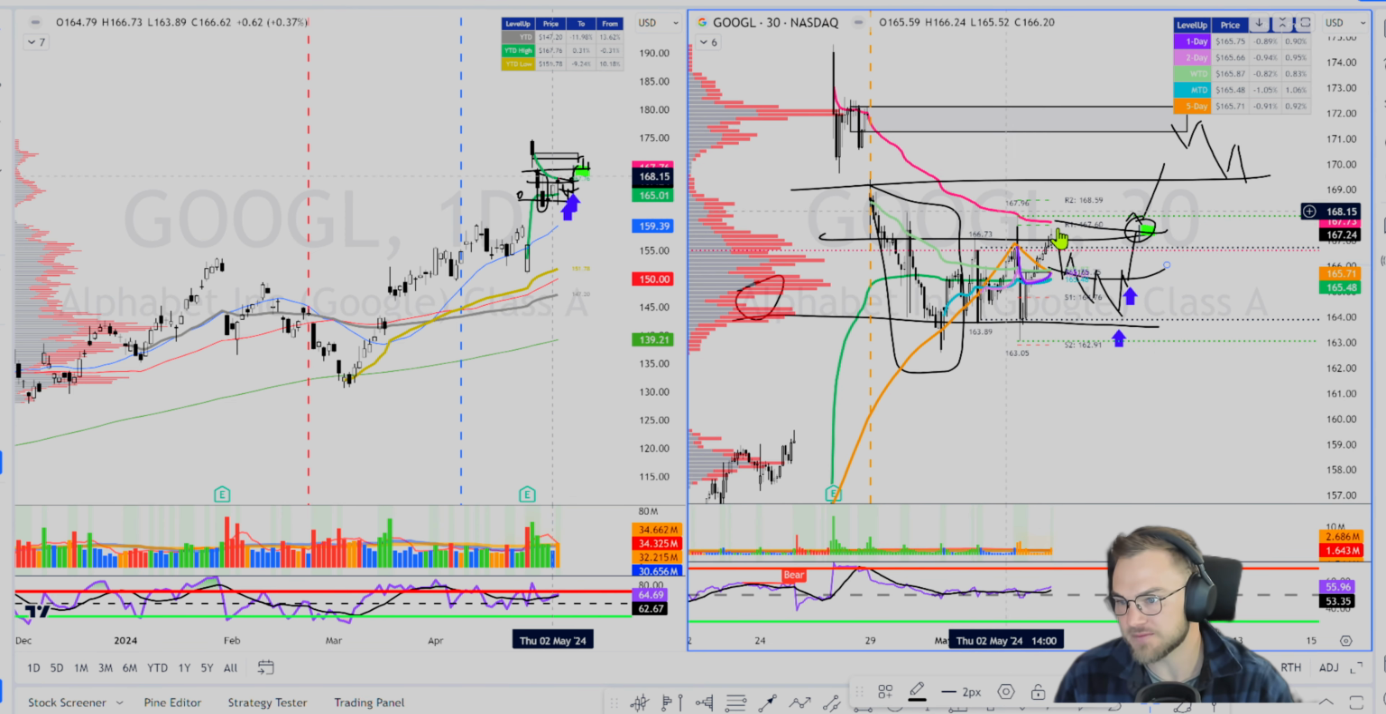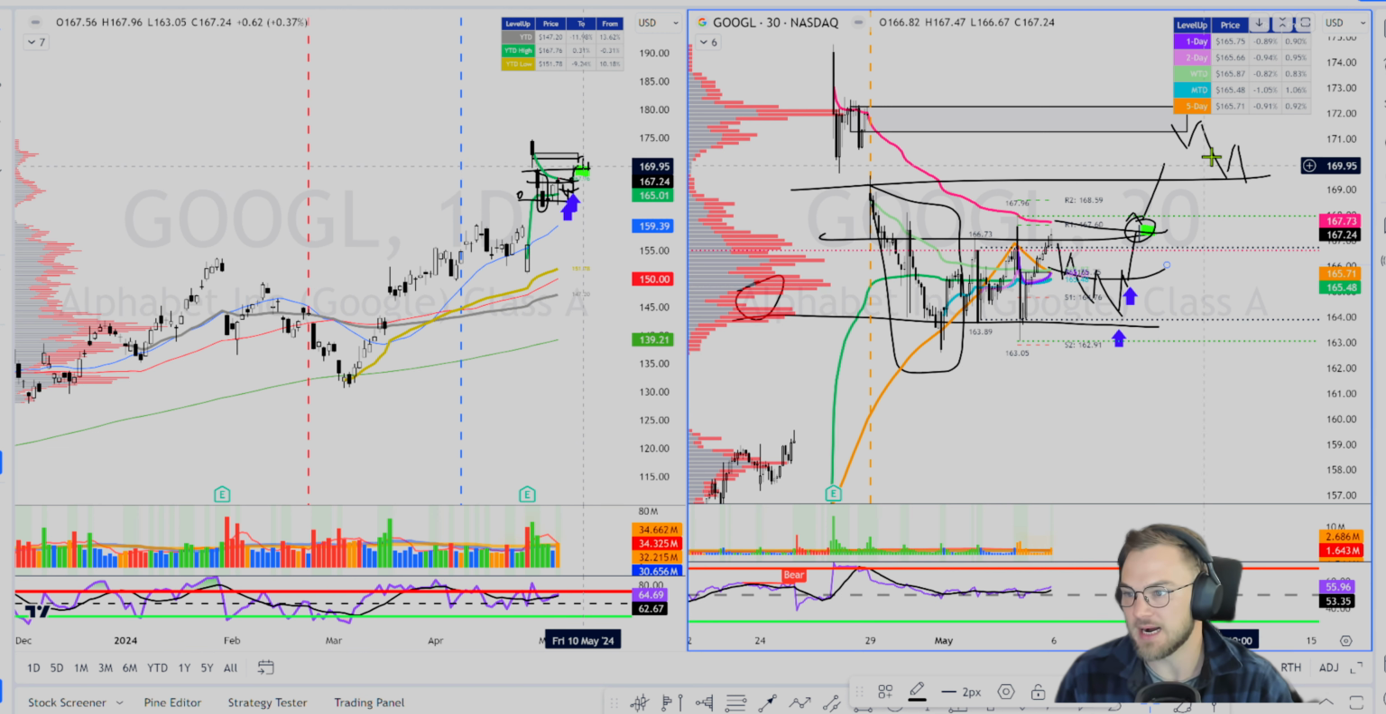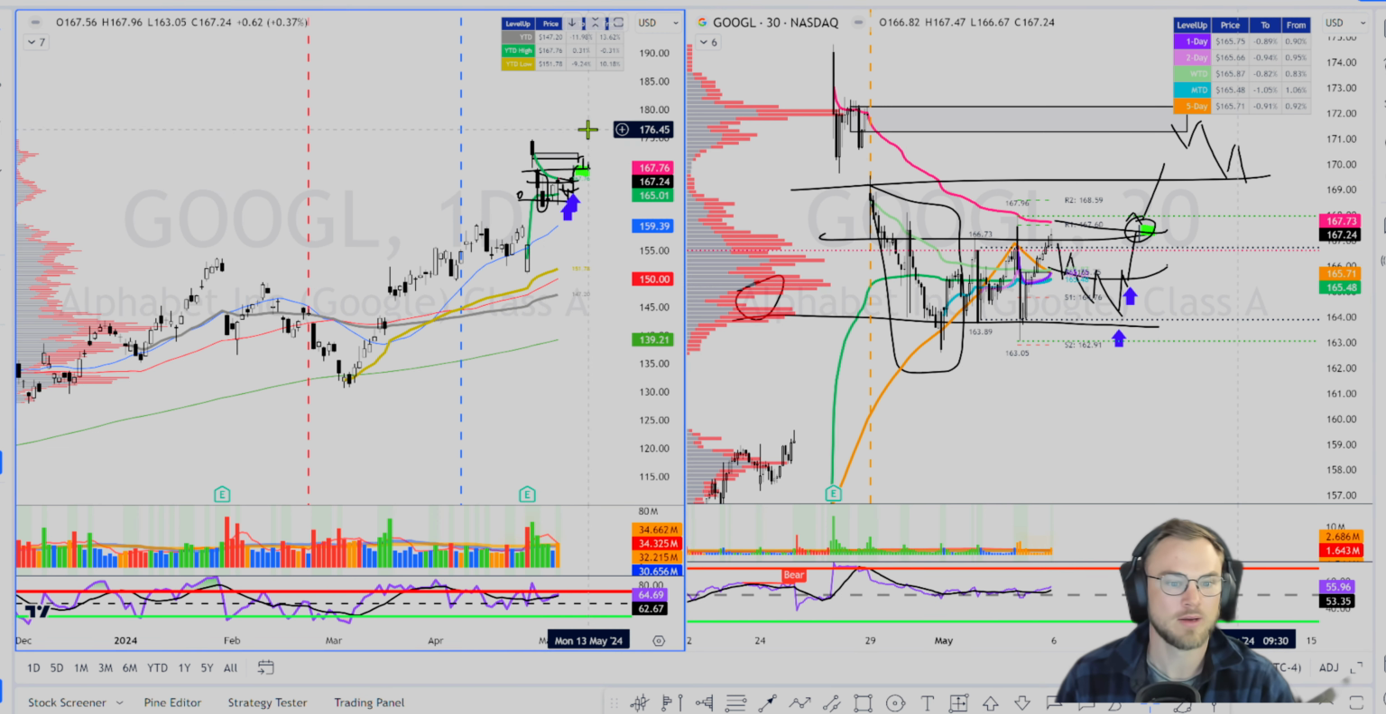167 area. This VWAP here, 167. Maybe with a stop under this, 165. Right, let it pull back. Don't buy the dip. Let's get some strength after the dip for that confirmation, the evidence of buyers in control.